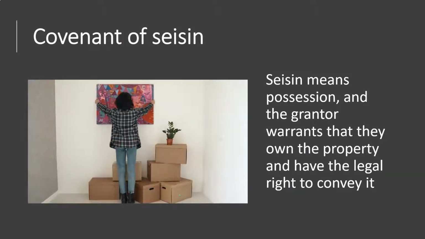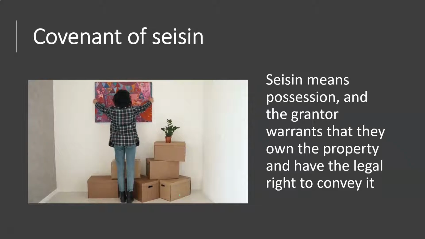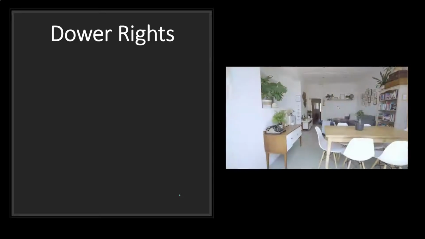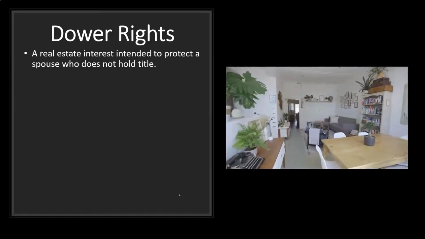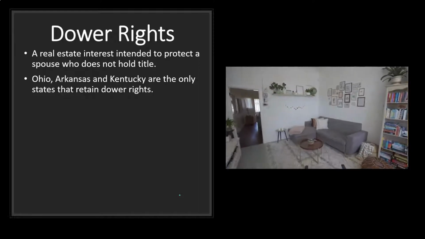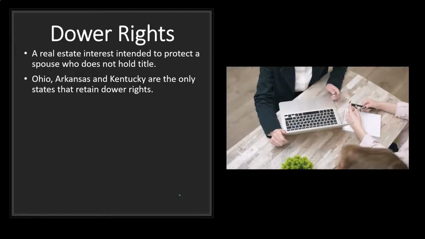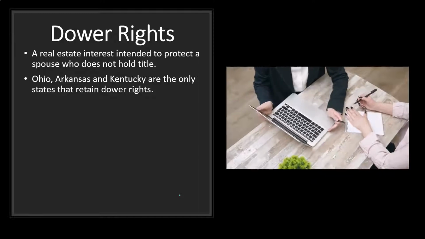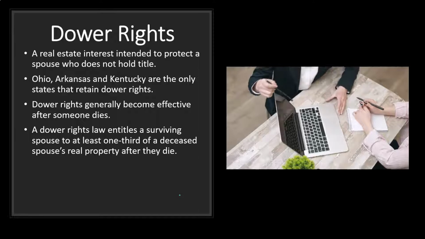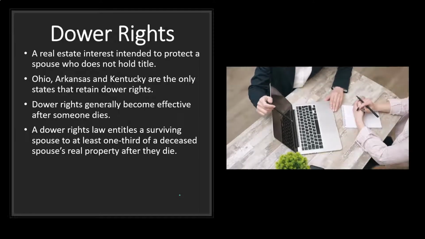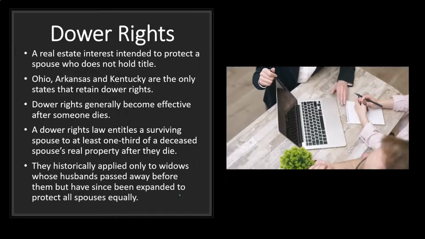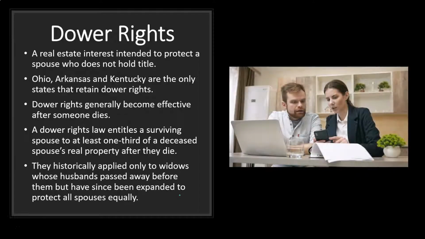So the covenant of seisin. Seisin means possession, and the grantor warrants that they own the property and have the legal right to convey it. The dower rights. Dower rights are a real estate interest intended to protect a spouse who does not hold title. Idaho, Arkansas, and Kentucky are the only states that retain dower rights. Dower rights generally become effective after someone dies. Dower rights law entitles a surviving spouse to at least 1/3 of the deceased spouse's real property after they die. So that may or may not be applicable to you.